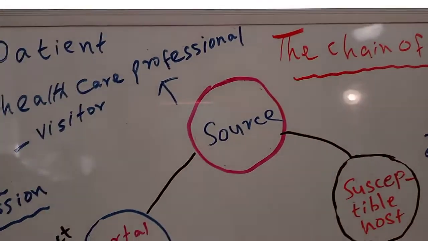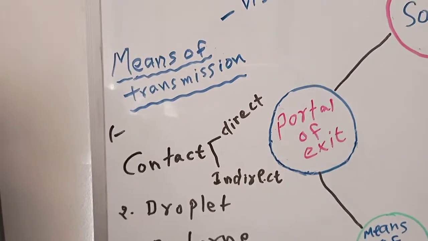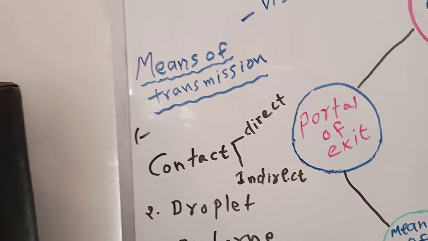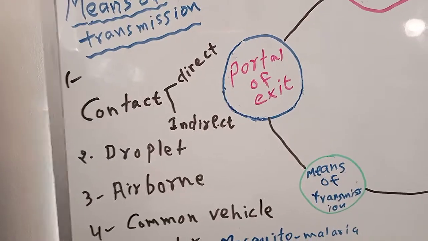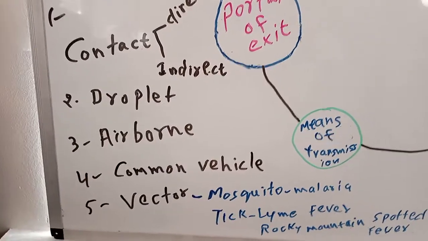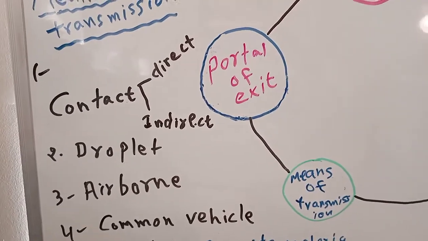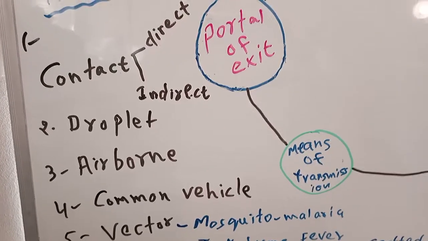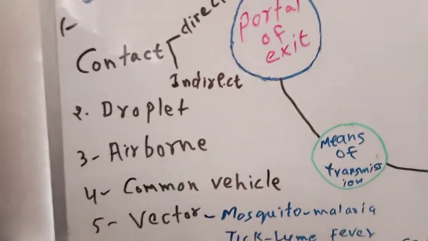Means of transmission. Microorganisms can spread by five routes. Number one, contact, which can be direct or indirect. Then droplet, airborne route, common vehicle, and vector. These are the five means of transmission. Transmission by contact: we will first discuss this one.